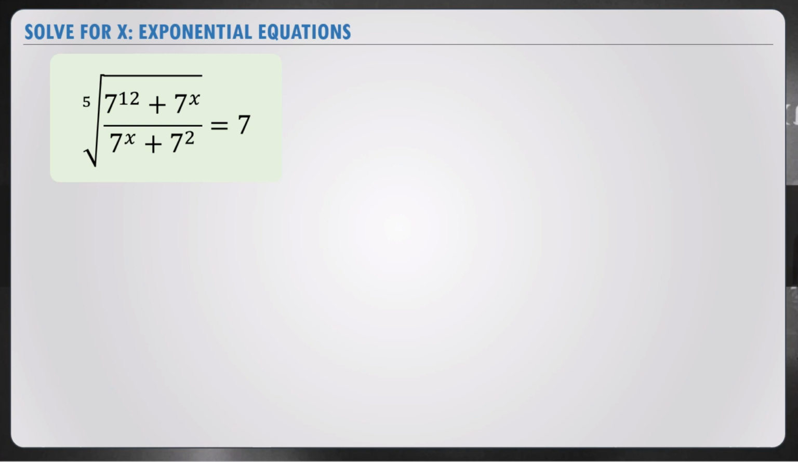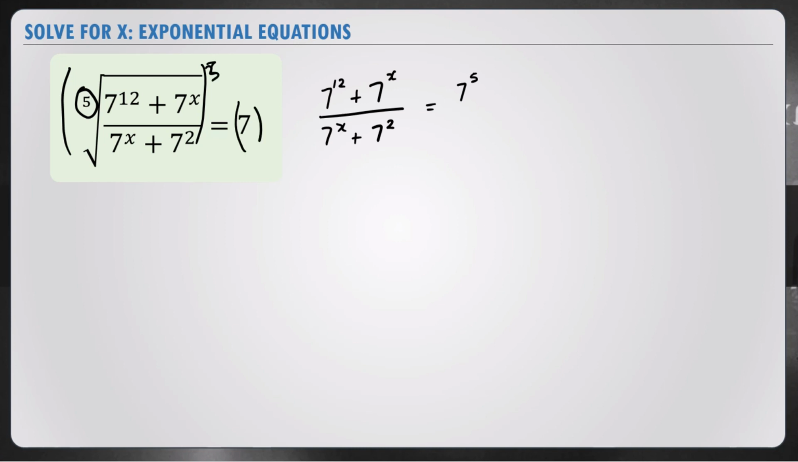The first step is to get rid of this exponent by raising both sides to the power of 5. So we will get rid of that and we will be left with (7^12 + 7^x) over (7^x + 7^2) equal to 7^5. We've taken the fifth root on this side and the power of 5 on this side. Okay, now we can bring this up here.